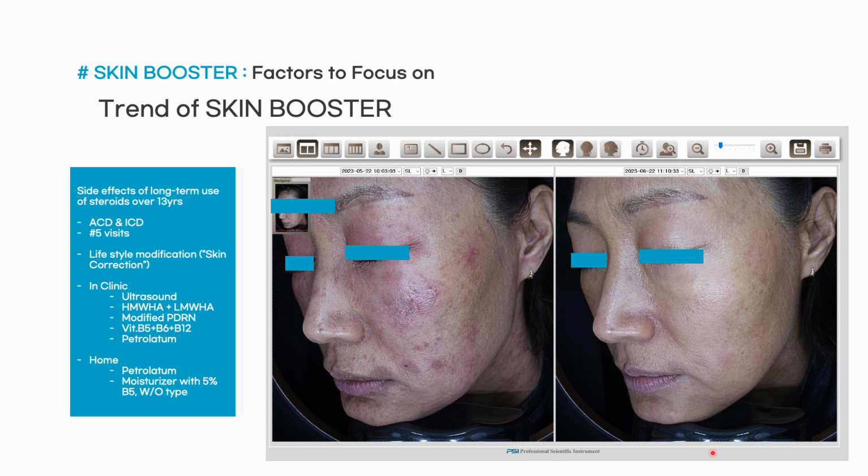This patient has decided to correct the chronic steroid use habit while currently calming acute inflammation. Skin correction, skin booster with ultrasound, and I chose Vaseline as the main moisturizer in this case. Petrolatum, Vaseline. The cases I just showed you are a bit extreme, but I believe if you understand and use skin booster well, you can also get better results in disease treatment.